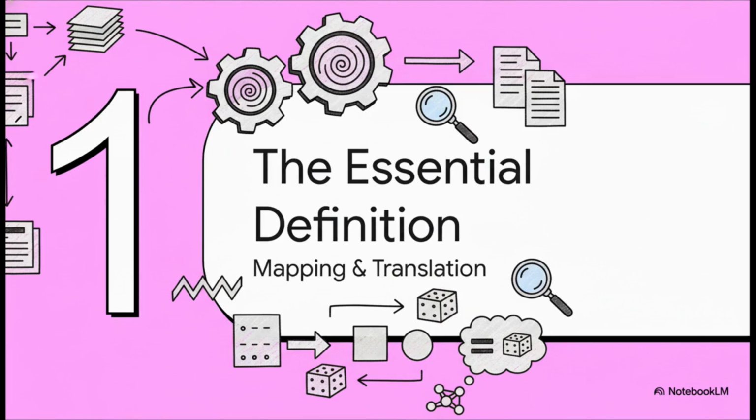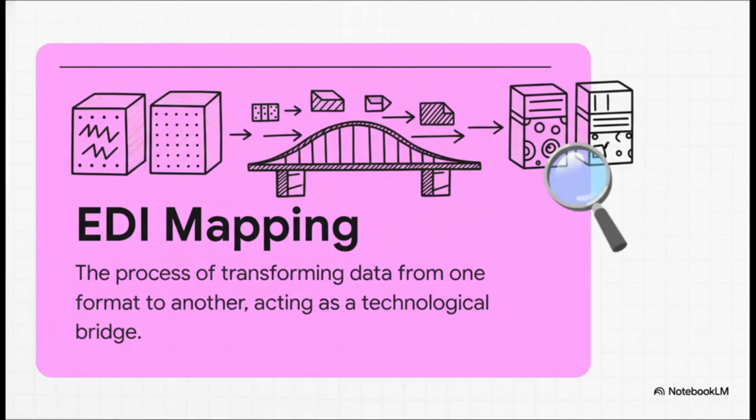So what exactly are EDI mapping and translation? At its core, EDI mapping is just the process of taking data from one format and changing it into another format so that the system on the other end can actually read and understand it. I really like this analogy. Think of it as a technological bridge. It's what connects two totally separate systems that couldn't talk to each other otherwise. It makes that automated communication possible.